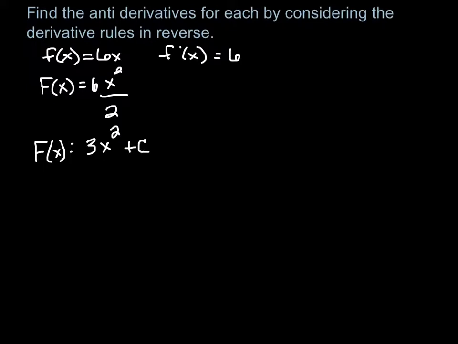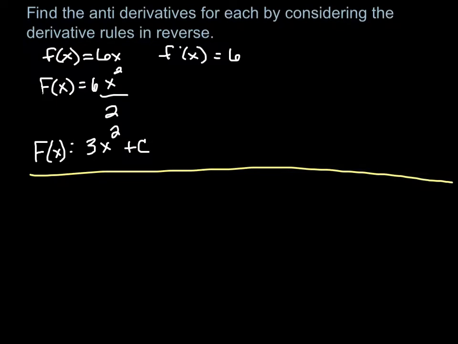Okay? So if I took the derivative of this function here, we would end up back up here. The derivative of 3x squared is 6x. The derivative of a constant is 0. So then that's where we left off. Okay, let's try another one.